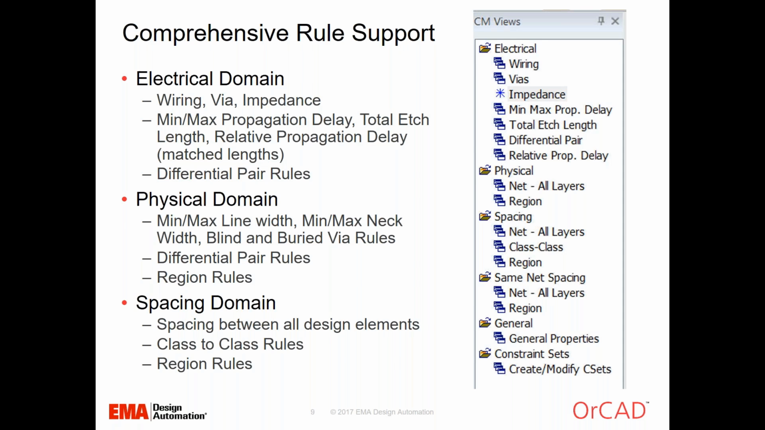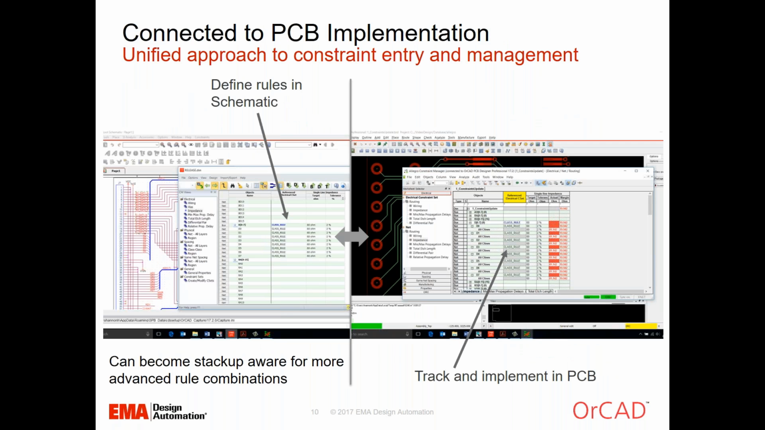The physical domain includes minimum and maximum line width, minimum neck width, physical differential pair rules, line and buried via rules, T-junctions, and region rules. The spacing domain includes spacing constraints between all design elements, class-to-class rules, and region rules.